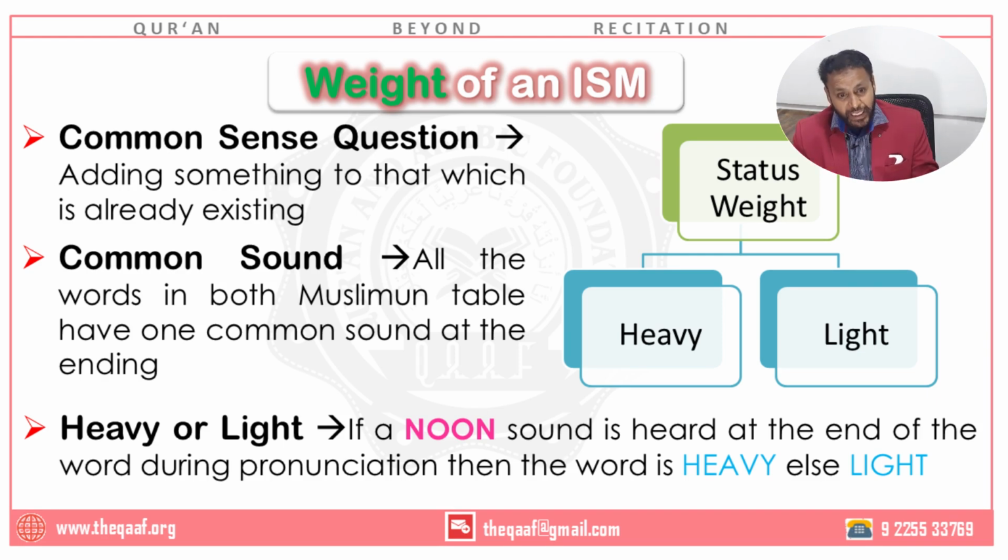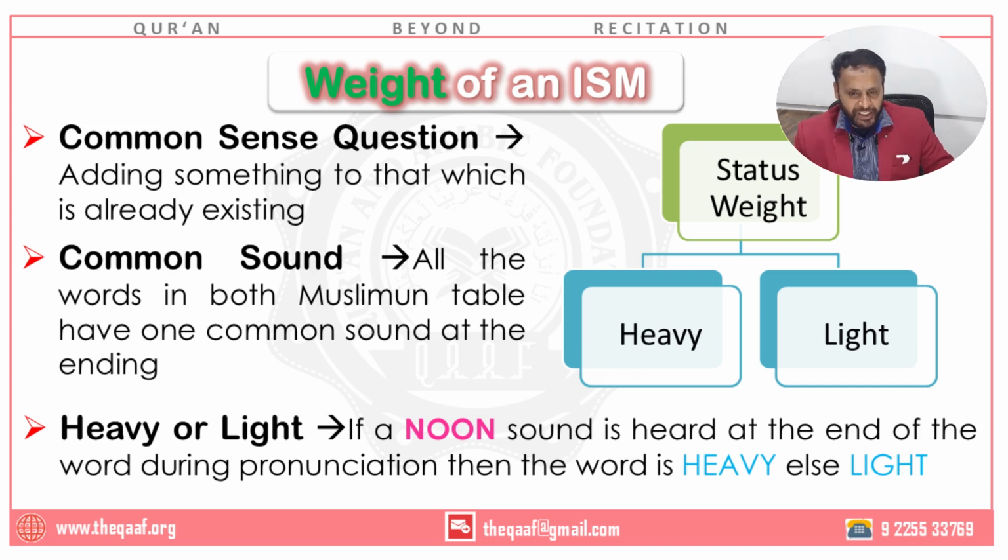It's common sense. If there is something already existing and I add the same type of it to it, the weight will increase. If you understand this, you will understand the weight concept in ism automatically. So basically, the weight of an ism has two possibilities. If I ask you what's the weight of the ism, it could be either light or heavy. An ism can be light and an ism can be heavy.